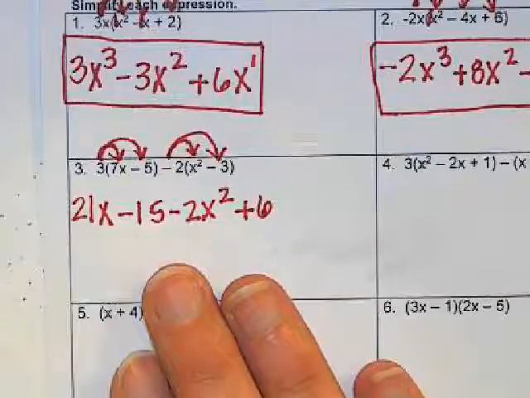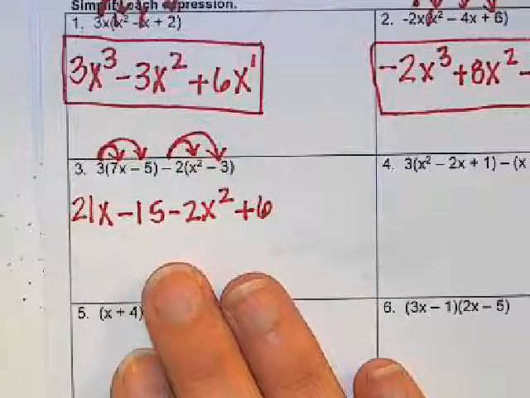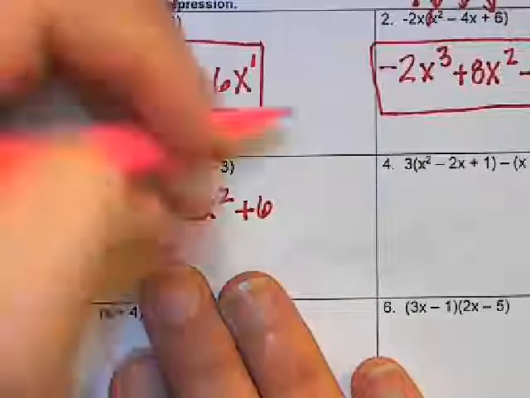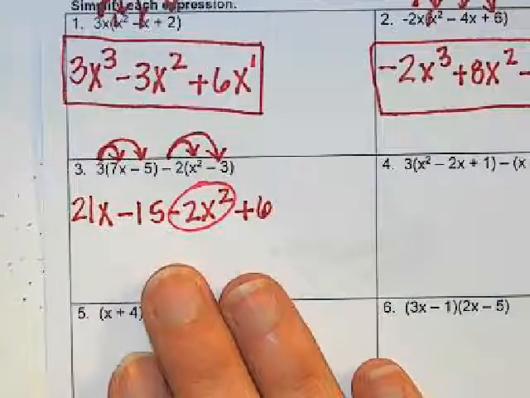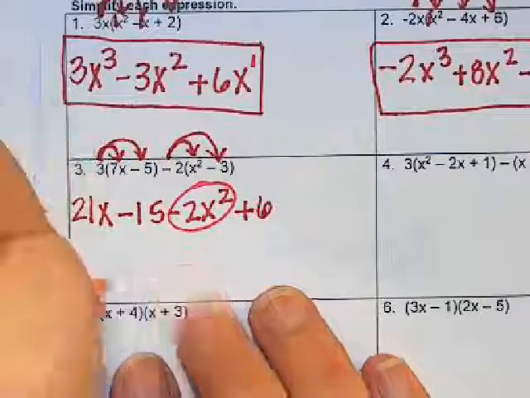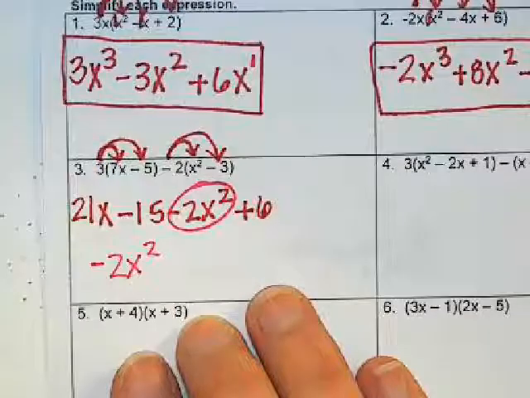Combine like terms. So as I'm combining like terms, I'm going to go ahead and start with my highest exponent. So what's my highest exponent? Negative 2x squared. So I'm going to circle it. That's my highest exponent. Does it have a like term? No. So I need to bring it down. And I'm going to write it first because it's my highest exponent.